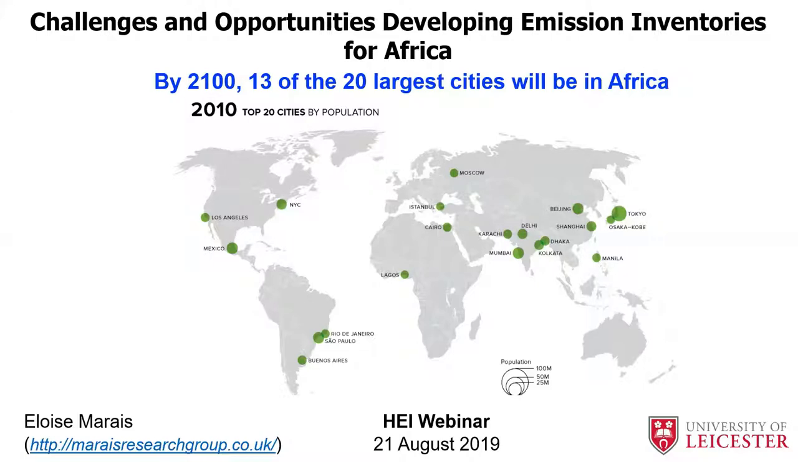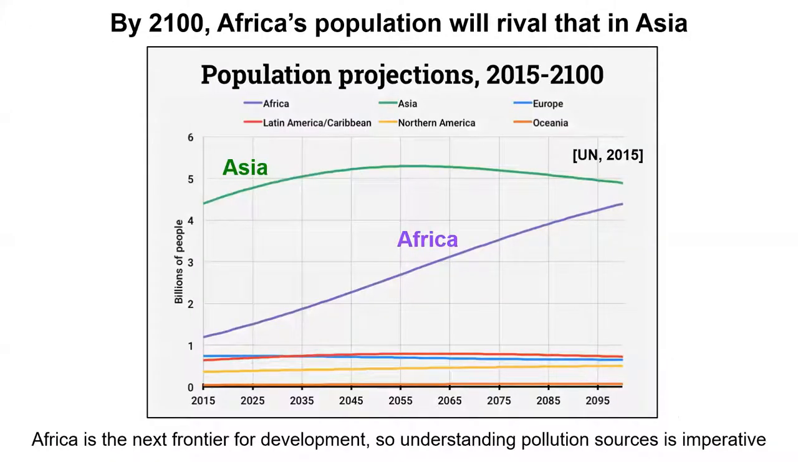If you can go to the next slide. This is also quite similar, except now just showing a time series of the population projections by the UN. And this is from a publication in 2015, but it hasn't changed much since. It still says that by 2100, the African population will rival that in Asia. So again, highlighting just how important a continent this is to understand the emission sources so that we can develop policies that hopefully mitigate the air quality concerns that we've experienced already in Europe, in the US, in China, and now predominantly in India. Next slide.